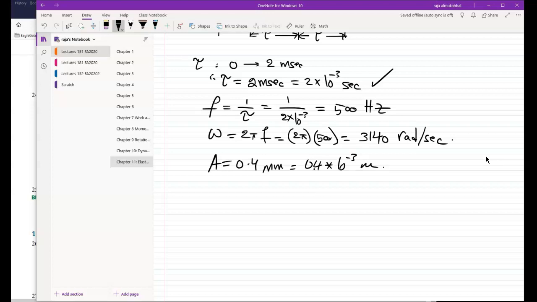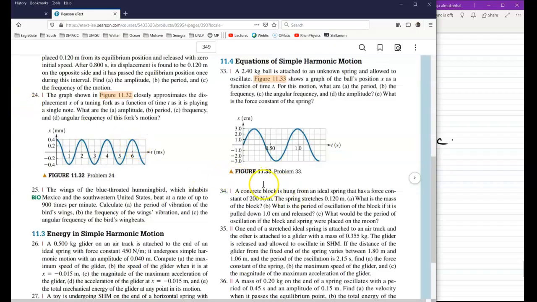Okay. Let's do another one. You know what? I'm going to have you do number 33. It's not very difficult. So I'm going to jump to 46.